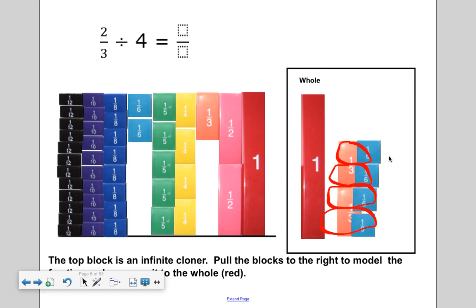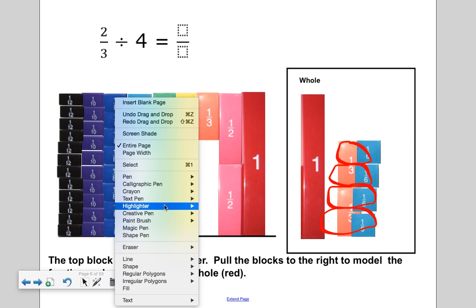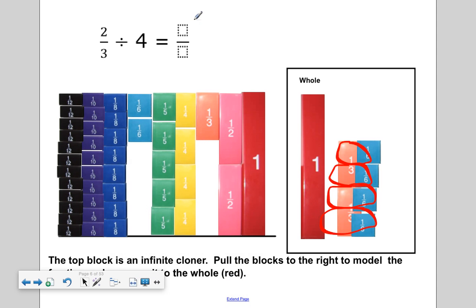It is the 6. So the answer is 1/6. To check my work, let's look at multiply by its reciprocal. When you divide by a fraction, you multiply by its reciprocal. We started with 2/3. We are multiplying by the reciprocal.